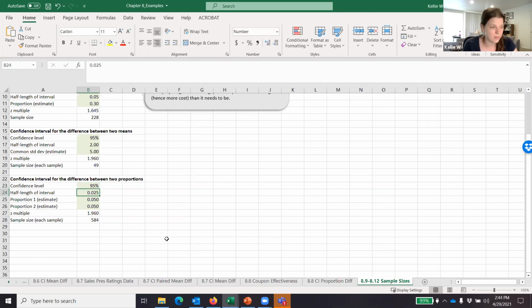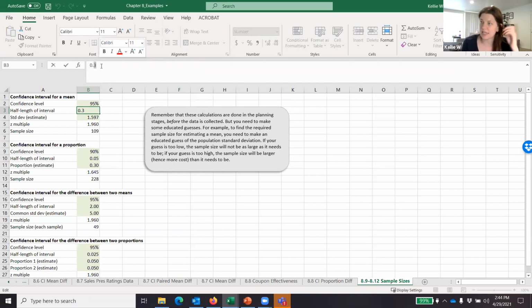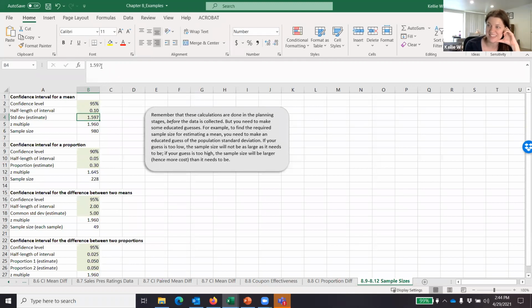So let's say that the half length, he wants it to be even smaller. He wants a really, really tight interval. Look at how many samples. That would be even more prohibitive. So you can play around with these things if you'd like and see. So for example, in the sandwich one, we wanted to get that half length down to 0.3, but let's say they want a really small interval. They want it to be like plus or minus 0.1. Now they've got to pull almost 1,000 people.